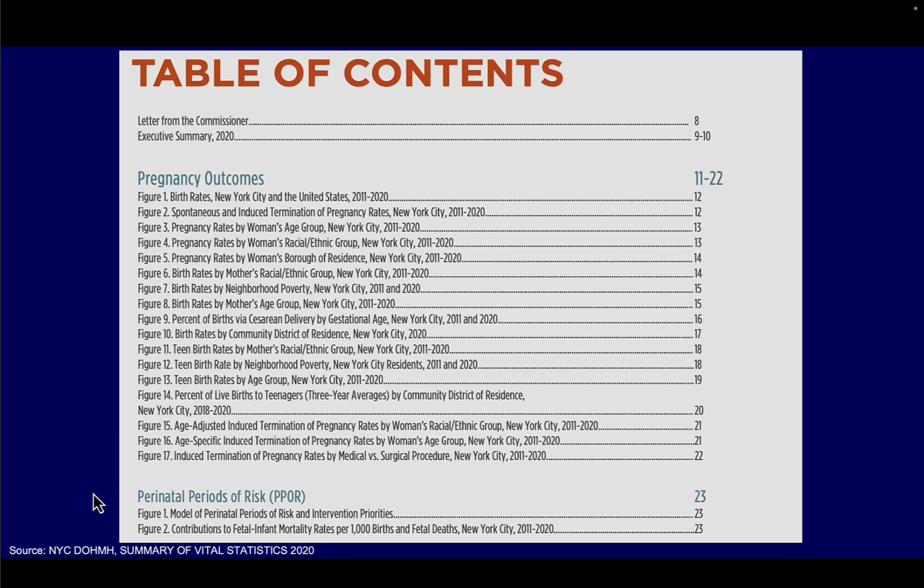Looking at the table of contents of the 2020 Summary of Vital Statistics report for NYC, you can get a sense of the rich statistics that can be generated using information from the birth certificates and other pregnancy outcome certificates. And there are even more tables and figures in the appendix. I'll just highlight a few things from the report.